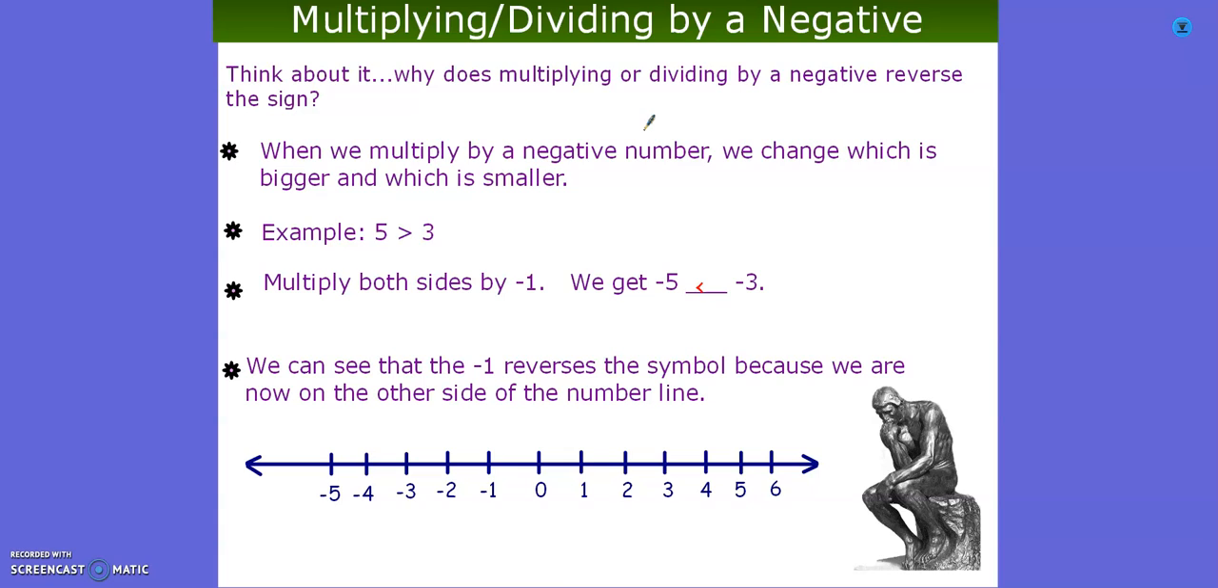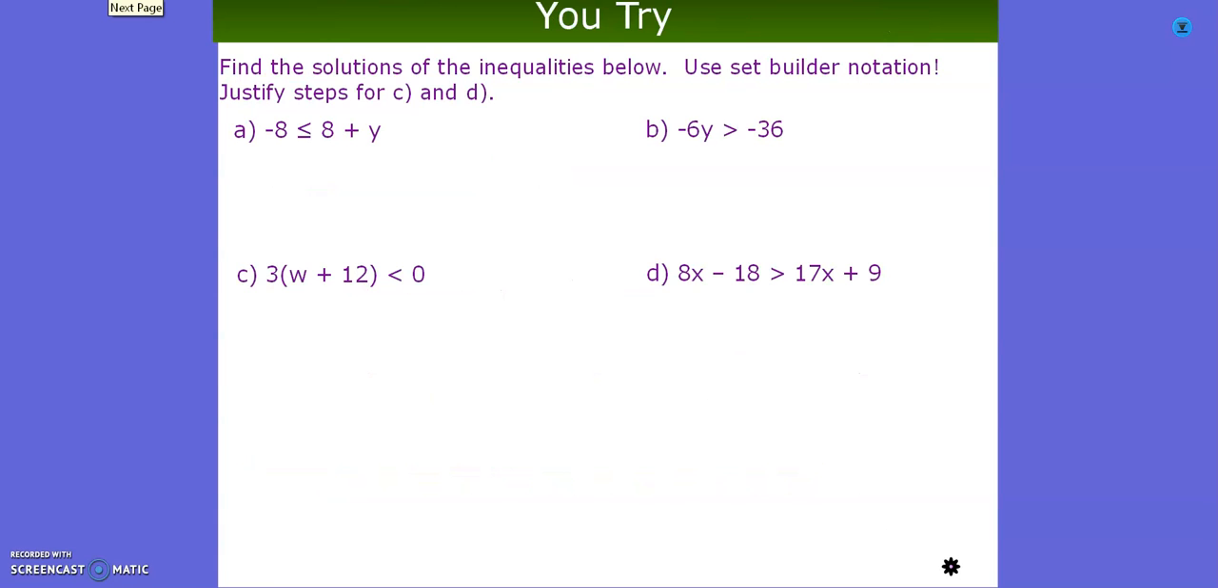So when we multiply by a negative number, our symbol needs to flip to the opposite direction. So that's why it works. So go ahead and see if you can complete these problems. Use set builder notation to give your final answer. Pause the video and see how you do with solving these inequalities.